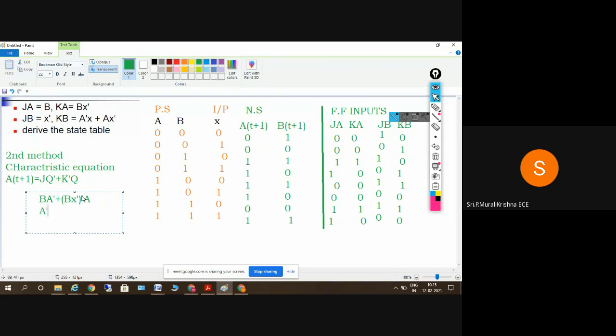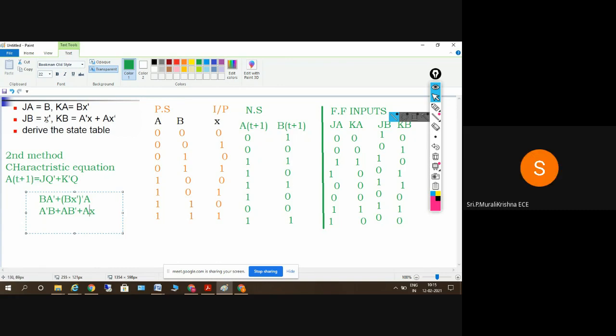So A bar B plus B X bar 4 bar, and by De Morgan's law, what can we write here? B bar plus X, into A. So into A, what can I write here? A bar B plus A B bar plus A X. Yes or no? Yes. So this is the value of A of T plus 1.